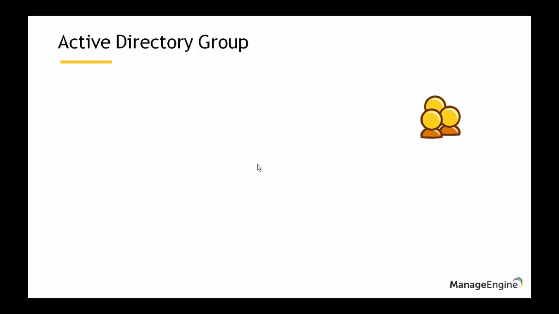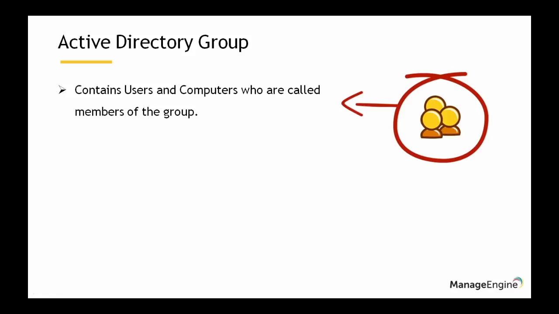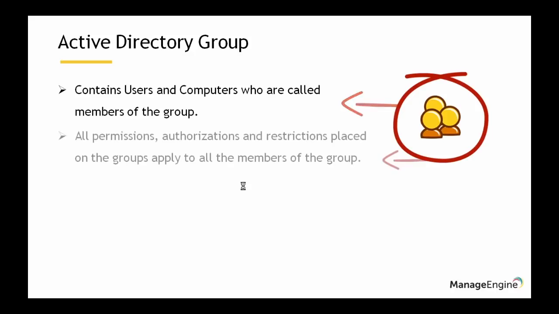And then we have something called groups. These are going to be very crucial. So groups can contain users, computers, and a few other objects within them. So we call them the members of the group. Instead of assigning permissions on individual users, permission management becomes much easier when you assign permission to a group and you simply add the users to that specific group.